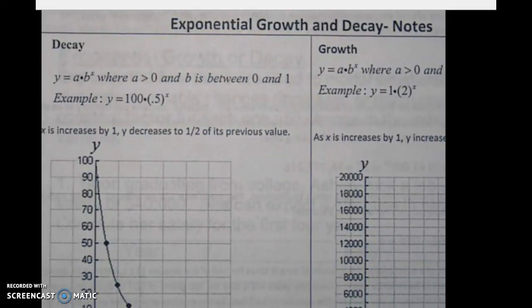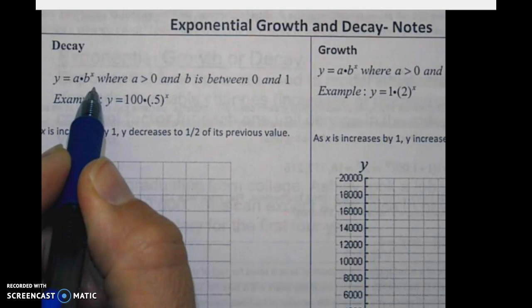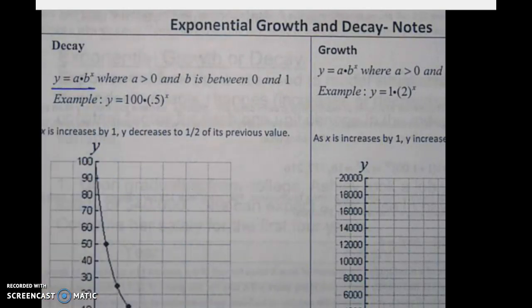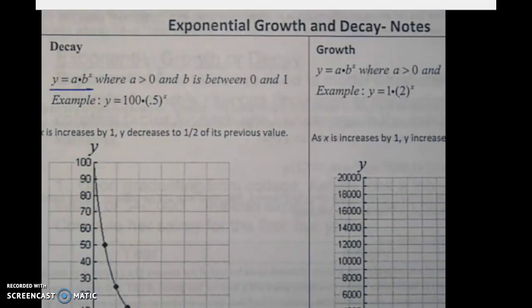Good evening, class. Today's objective is learning how to write and graph an exponential function from a word problem. So here are some notes for you to read over. I'm going to highlight a few things here that you need to know. First of all, an exponential function, the type that we're going to be writing, is going to look like this: y equals a, remember, that's our vertical stretch or compression, times b to the x power.